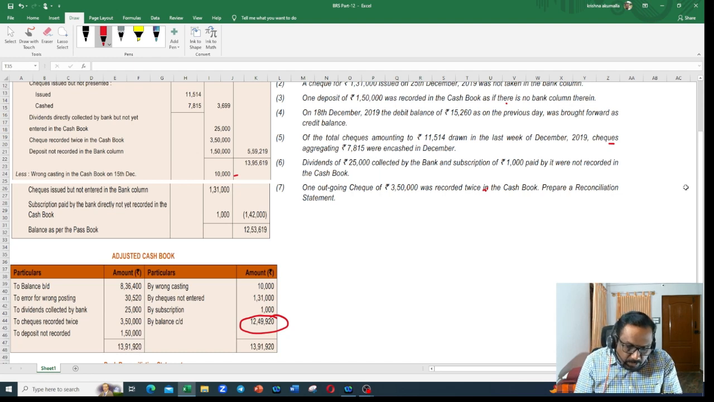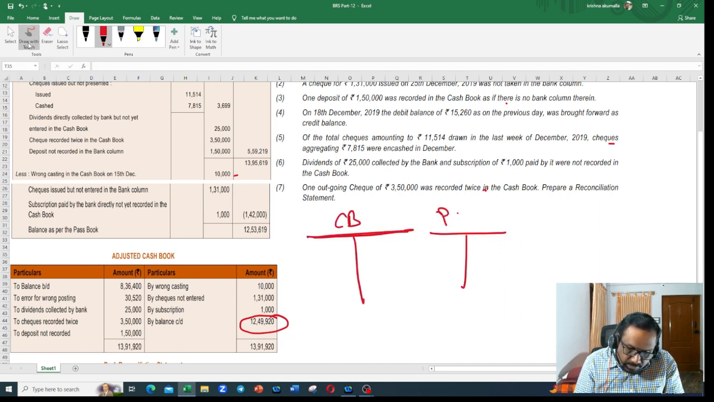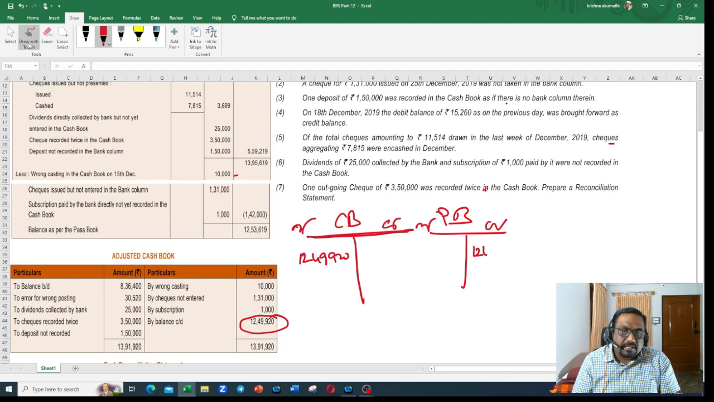For that, what we are supposed to do now is we'll take the cash book and passbook, debit, credit. What is the adjusted cash book balance? 12,49,920. This is the balance. Same balance let us put here also, 12,49,920. Right? The question mark is on the passbook because we are going to identify the passbook balance.